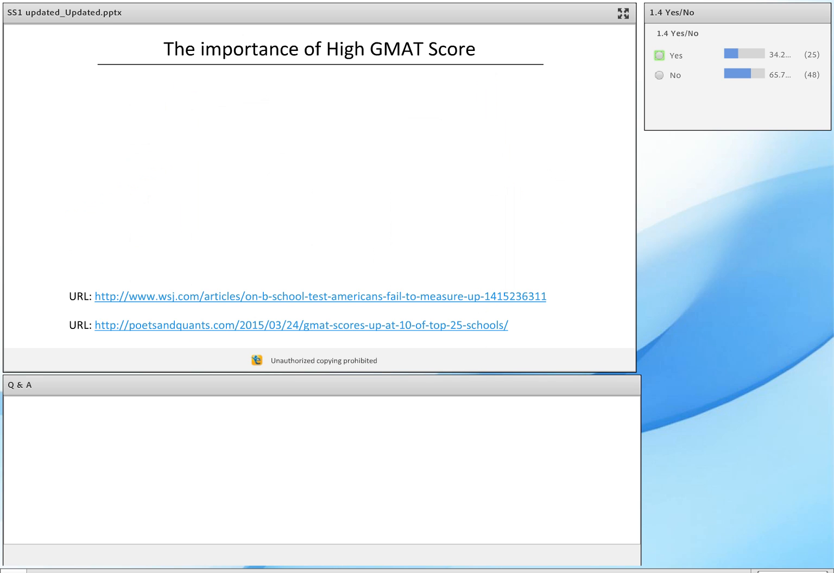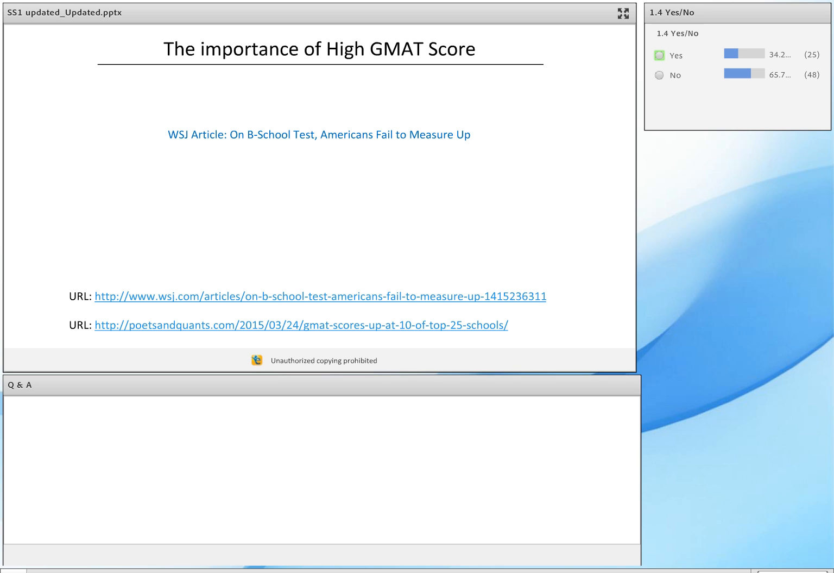A lot of people think, hey, if you get to a 680, 690, 700, that's enough. Beyond that, if you want to get to a top B school, it's your application that matters. I'm going to talk about some stats which will prove that such is not the case. The first is an article. It's about a 5-year-old article now.